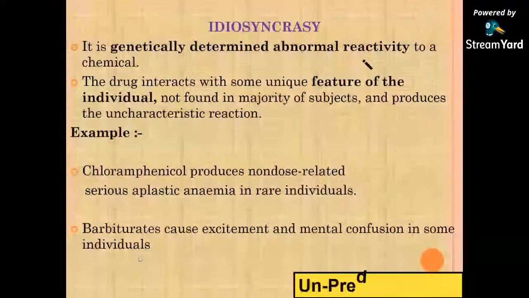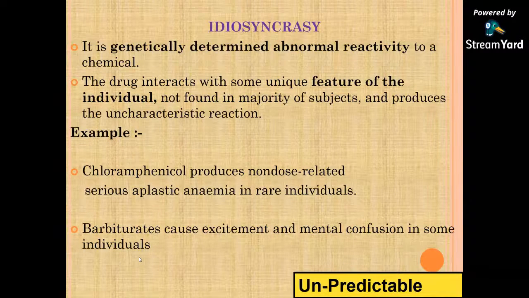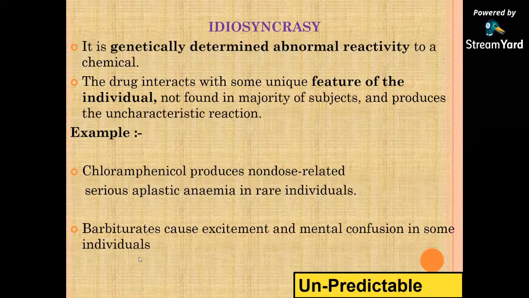Again, it is the unpredictable type of reaction. We cannot predict it because it is genetically produced by particular causes, and that's why we cannot predict such types of reactions. That's why it is called the unpredictable type of idiosyncrasy.